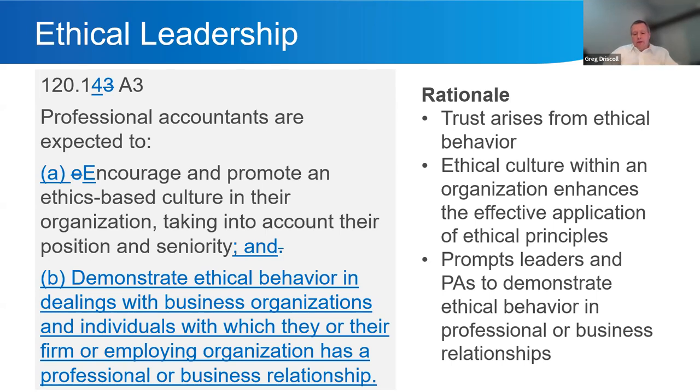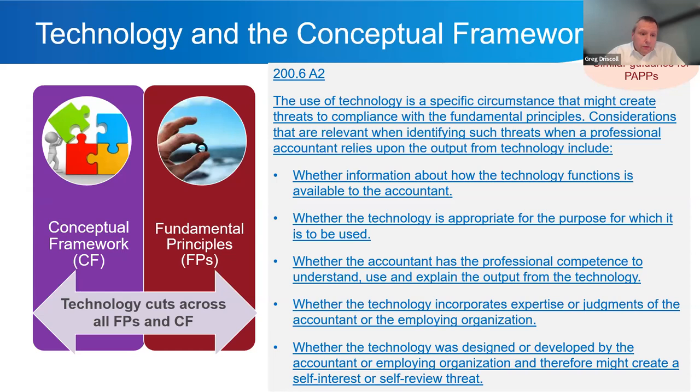Moving to the next slide, another element of the proposed revisions to the ethical requirements for both professional accountants in business and professional accountants in public practice are some specific considerations to assess the professional accountant in identifying threats to compliance with the fundamental principles when the professional accountant relies upon the output from technology. And you can see these considerations here on the slide. I'll point out a couple. Whether information about how the technology functions is available to the accountant, whether the accountant has the professional competence to understand, use, and explain the output from the technology. And then last one I'll point out is whether the technology was designed or developed by the accountant or the employing organization, and therefore might create a self-interest or a self-review threat.